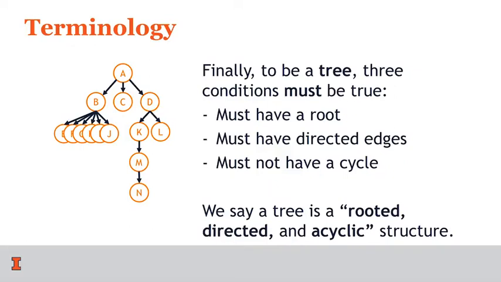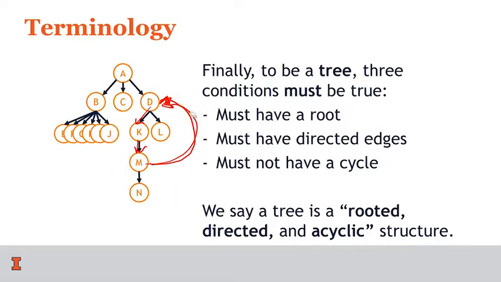Finally, we want to define exactly what it means to be a tree. For a tree, 3 conditions have to be true. The tree must have a root, the tree must have directed edges, and the tree must not contain a cycle. So what this means is if I were to have an edge from M to D, suddenly we can travel from D to K to M and back to D in this big loop. If we ever have a loop, we're no longer a tree.